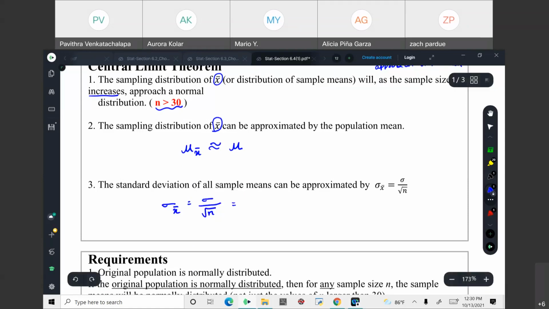Okay, and this is also called the standard error of the mean. Standard error of the mean.